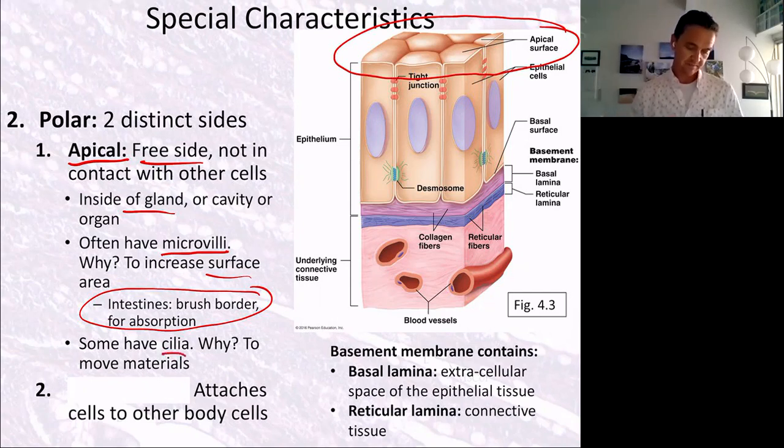Also, some have cilia, okay? The why on that is because that helps to move things. So in our respiratory tract, right, we catch that dust, cilia moves the mucus up so we can get rid of it, okay? So that's the apical side. That's all up here, okay?